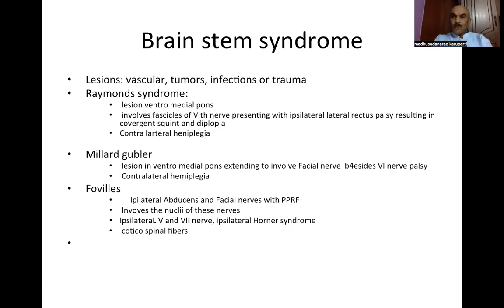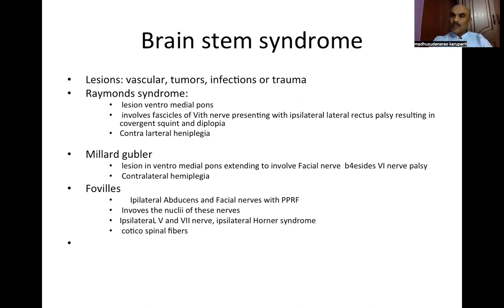The brainstem syndromes are described based on the extent of the lesion, which will manifest with a different spectrum of clinical manifestations. These syndromes are 1, Raymond syndrome. The lesion is in the ventromedial pons. Its features are ipsilateral sixth nerve palsy and contralateral spastic hemiplegia.